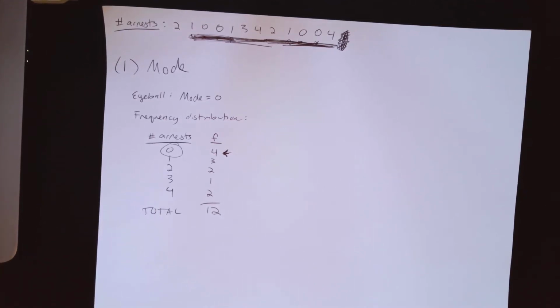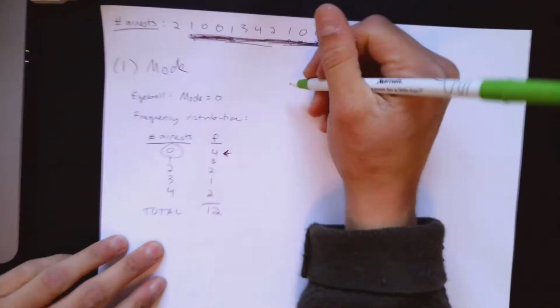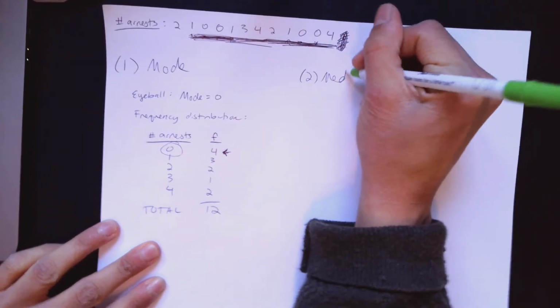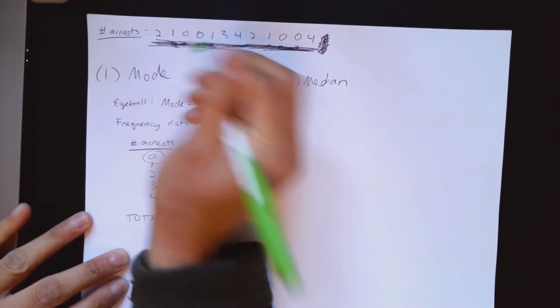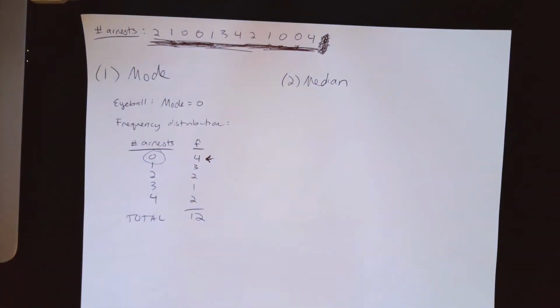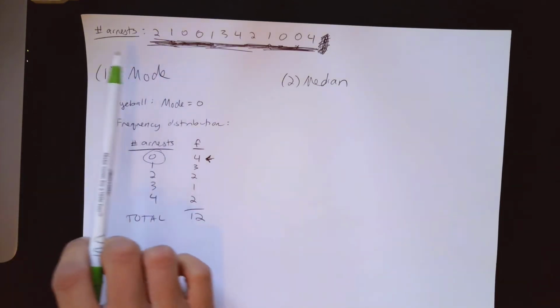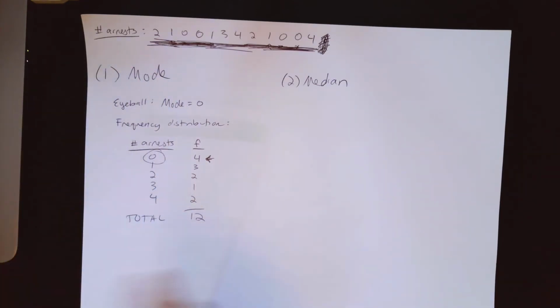All right, so we're back, and now we're going to talk about how to find the median. I'm going to keep using this data that I have up here, and we'll look at how to find the median for this sample we have of 12 people who have been arrested different numbers of times.